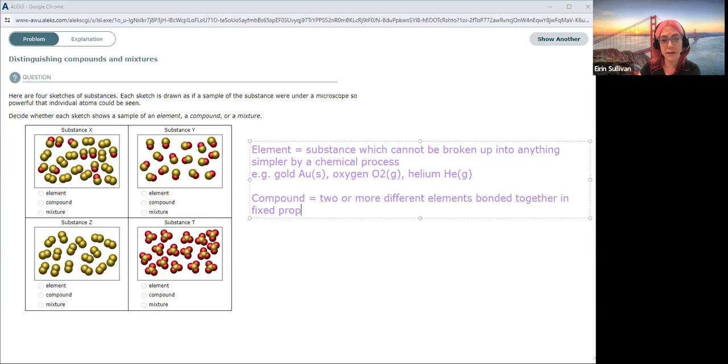For example, there is a difference between carbon monoxide and carbon dioxide. That is the proportion between carbon and oxygen atoms in the compound. And you can only separate the elements forming a compound via a chemical reaction.